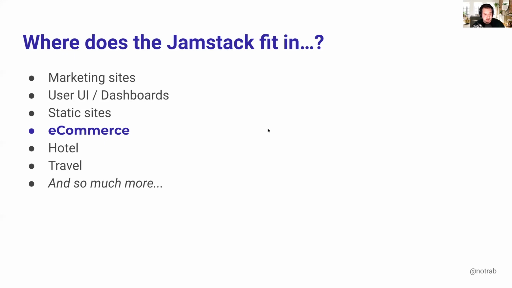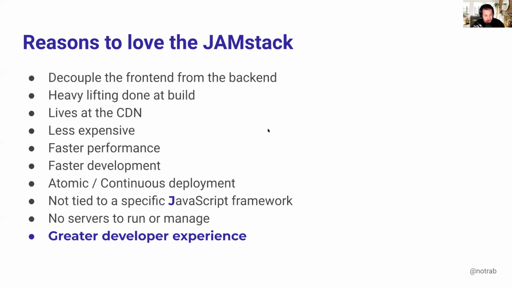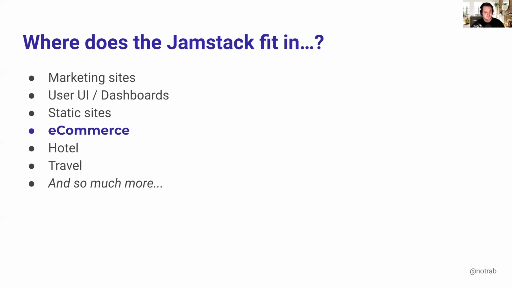So where does the JAMstack fit in all of this? We've said these are the great reasons for loving the JAMstack. Where does the JAMstack fit in the real world? Who would even consider using the JAMstack? For marketing sites, I think this is a no-brainer. It means pages are delivered in a really fast way by being at the CDN edge closest to the customer. You can build those marketing sites, use all those static site generators, and build those pages ahead of time. Marketing sites are a great use case for adopting the JAMstack.